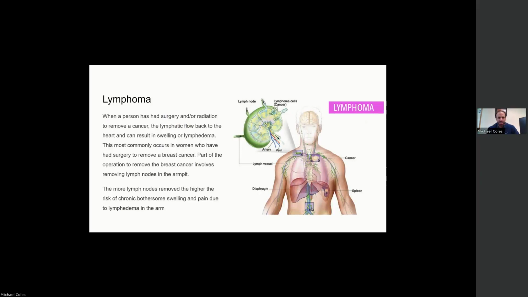Okay. So a person that has surgery or radiation to remove the cancer, the lymphatic flow back to the heart can result in swelling or edema in the area, like I said. This goes over the breast cancer, like I said. The more nodes that are removed or affected, it causes more swelling in the arm, obviously, because there's more backup of the fluids.